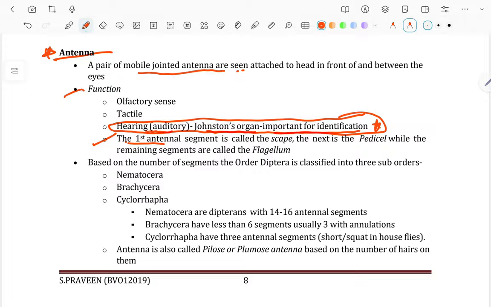The first antennal segment is called scape. The next is pedicel, while the remaining segments are called flagellum. There are three parts: the first is scape, then pedicel, and the remaining part is flagellum.